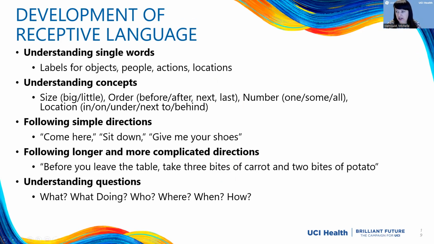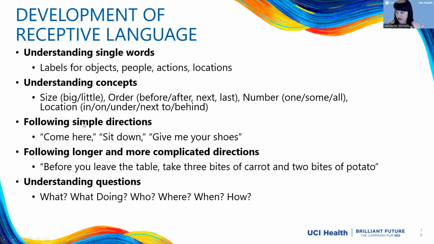Usually children start understanding single words first, like labels for objects and people and actions that are in their everyday environment. Then they understand concepts like big and little, the order of things. So before you put on your shoes, put on your socks. First, we're going to go to the shoe store, and then we're going to go get ice cream. They understand number concepts.